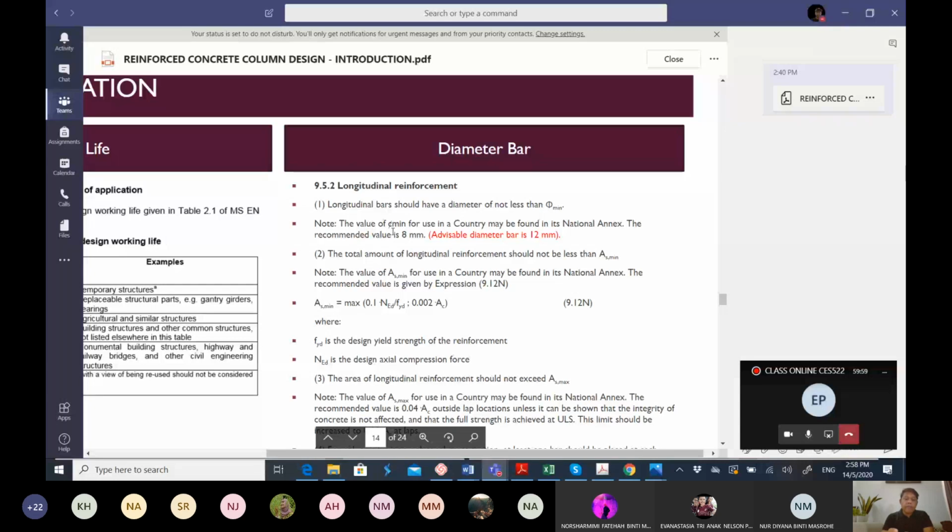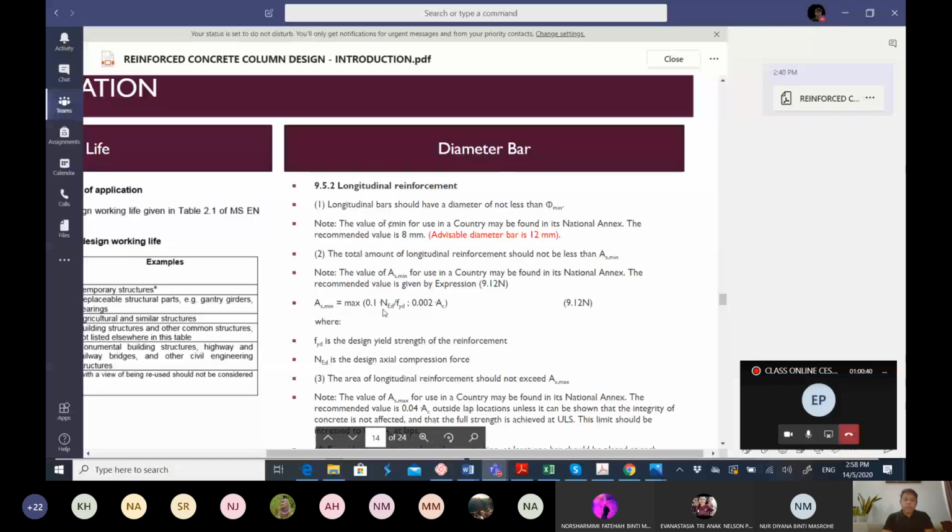Okay, so the total amount of the longitudinal reinforcement should not be less than As,min. As usual, we have to check your As,min and also As,max in the design. The formula for As,min is different from slab and beam. So the formula is here. We have to compare between these two values, 0.1 NED over fyd. NED is the axial load given in the question, or you have to determine your own axial load based on the frame analysis that I already explained before. But in your subject here, CES522, normally NED will be given. You will not have a frame analysis on your own.